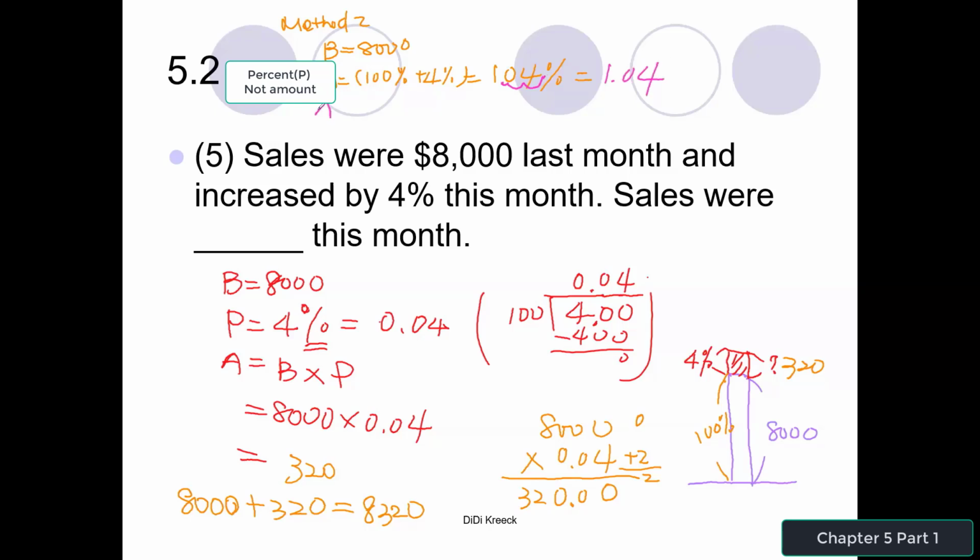Okay, we can then find the amount that represents the new sales, the old amount plus the 4% increase. So it will be 1.04. Base times percent. Base is 8,000. Percent is 1.04. Okay, multiply this out.